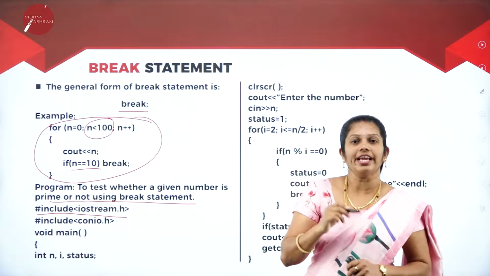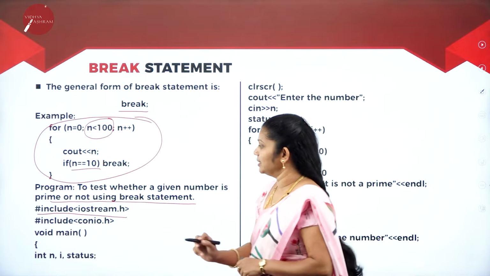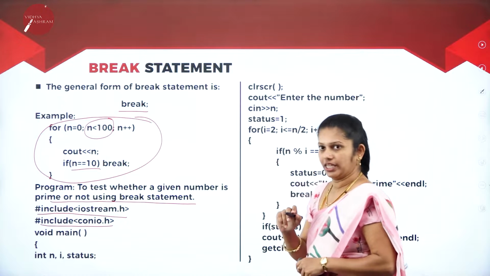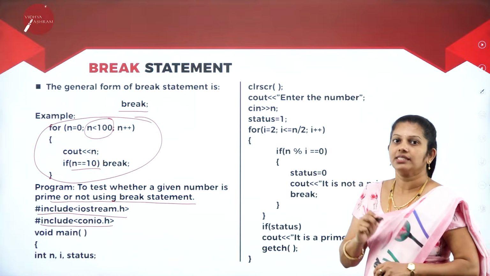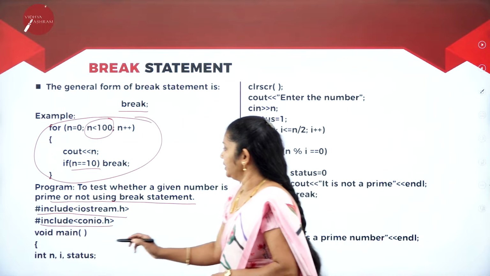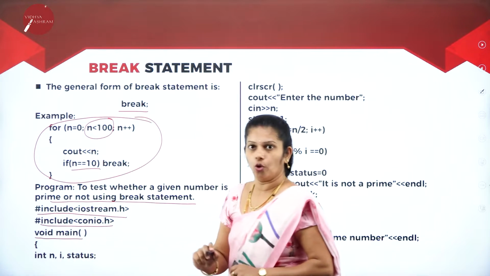iostream.h is a supporting header file for cin as well as cout, and the next header file is #include <conio.h>. This conio.h is a supporting header file for the clrscr as well as getch functions. Next, we have to start with the main program, void main.